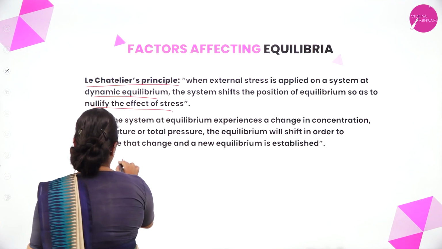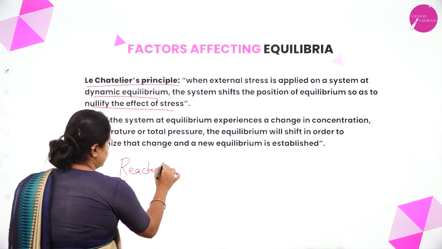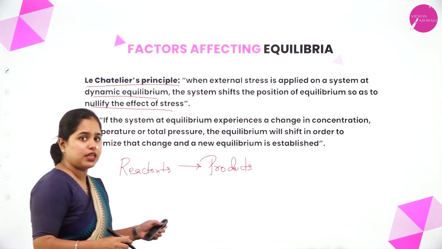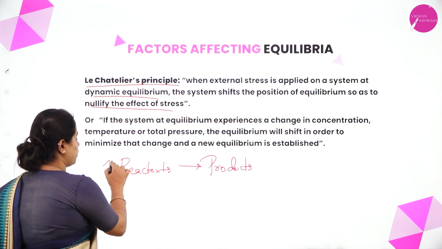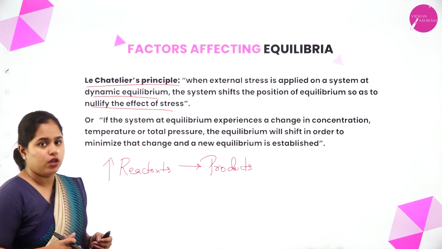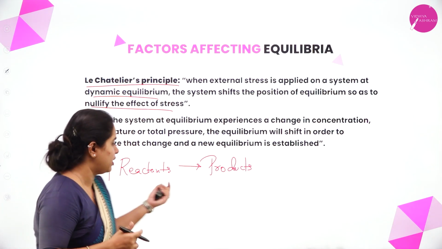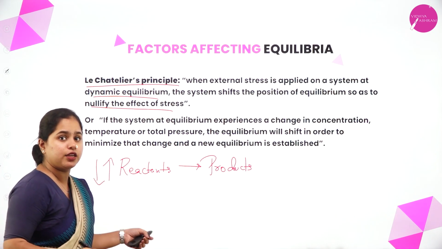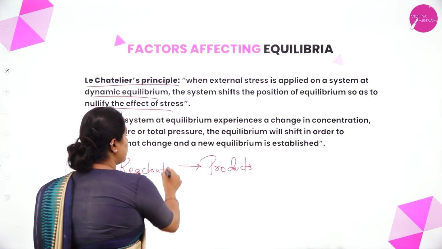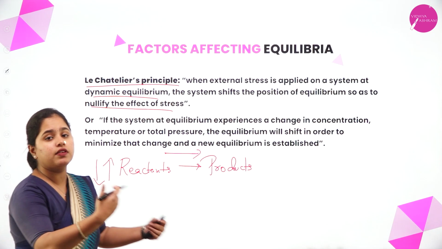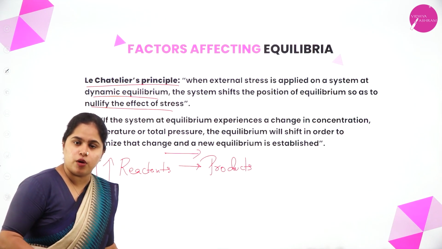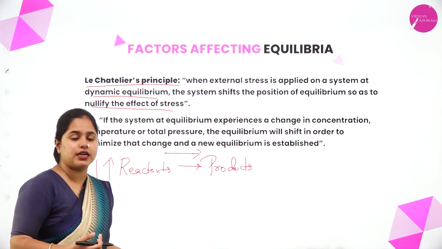Let's assume that we have some reactants which are giving us some products. If we are increasing the concentration of the reactants, it was already in equilibrium, and we are disturbing the equilibrium now. So what does the system try to do? It will try to nullify this effect. That means it will try to reduce the concentration of the reactant. So how can it reduce the concentration of the reactant? By favoring the forward reaction, right? By favoring the forward reaction, more amount of reactants will get used up and more products will be formed. So eventually the concentration of the reactants will get reduced.